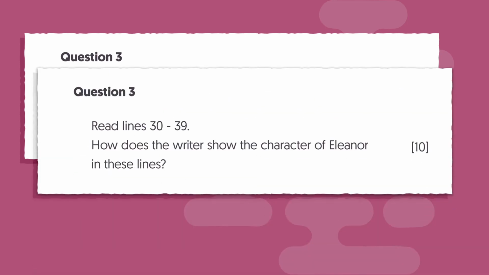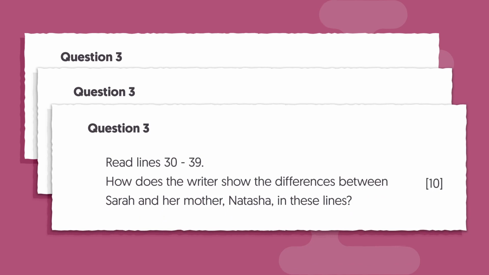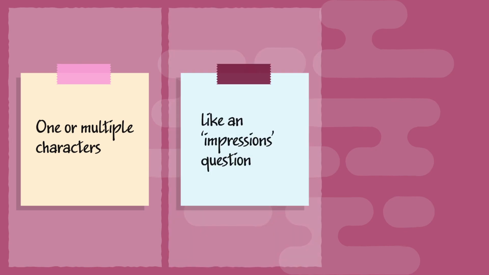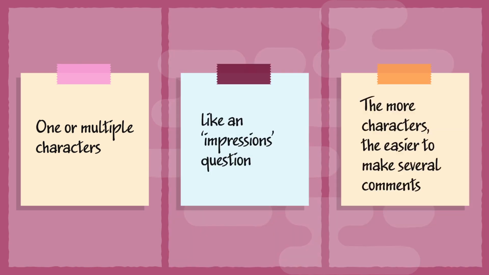How does the writer show the character of Eleanor in these lines? Or, how does the writer show the differences between Sarah and her mother Natasha in these lines? As you can see, you could be asked about one character or multiple characters. Again, just like an impressions question. The more characters, the easier it should be for you to make several comments.